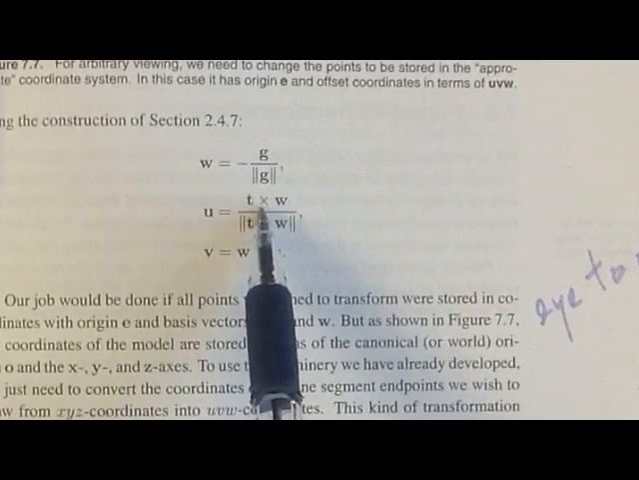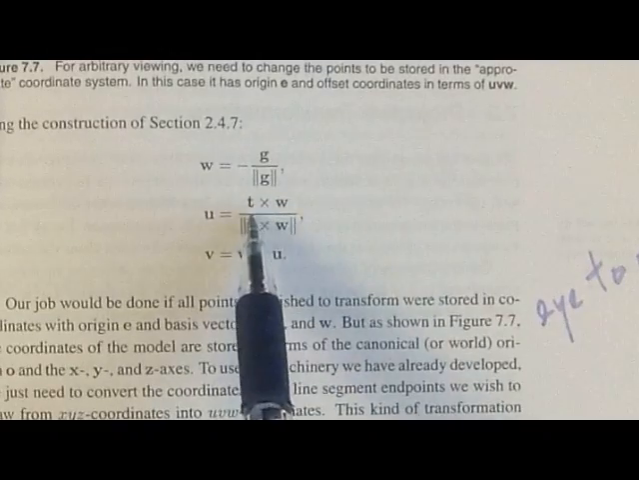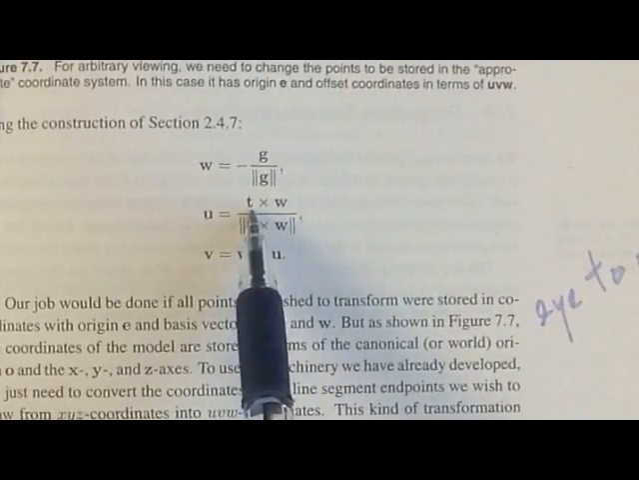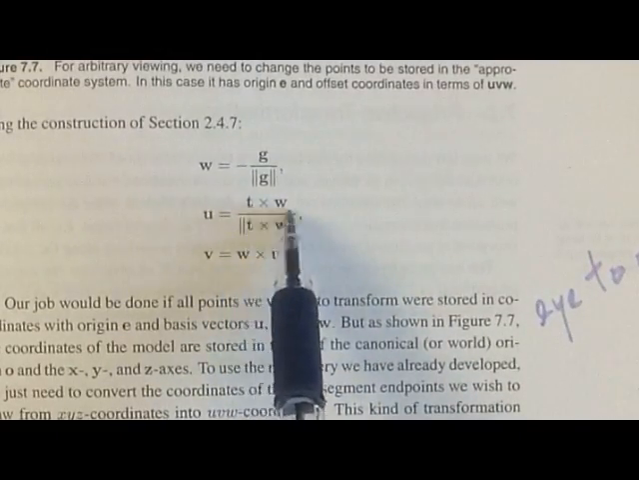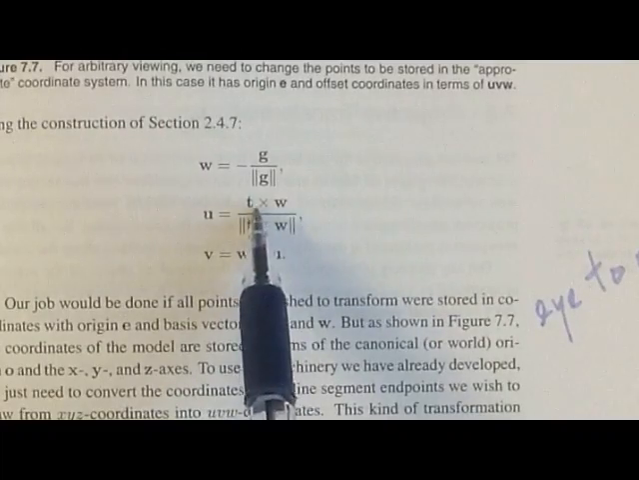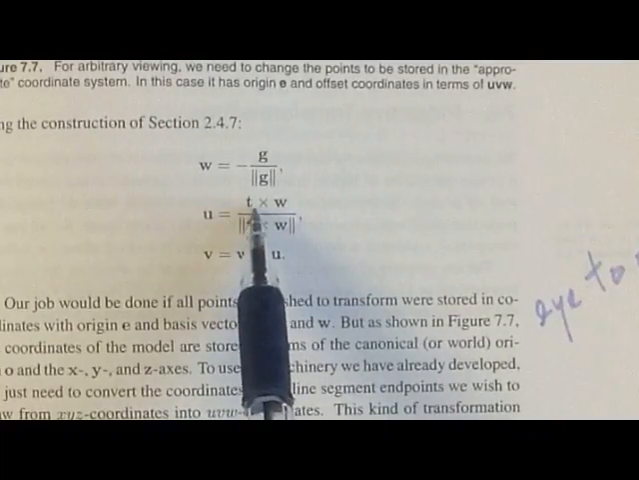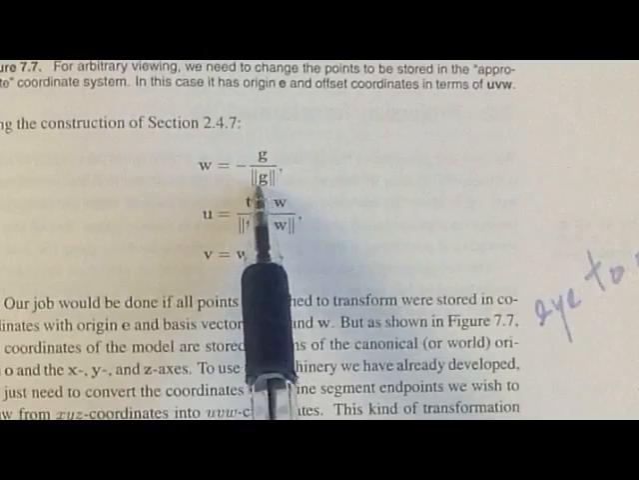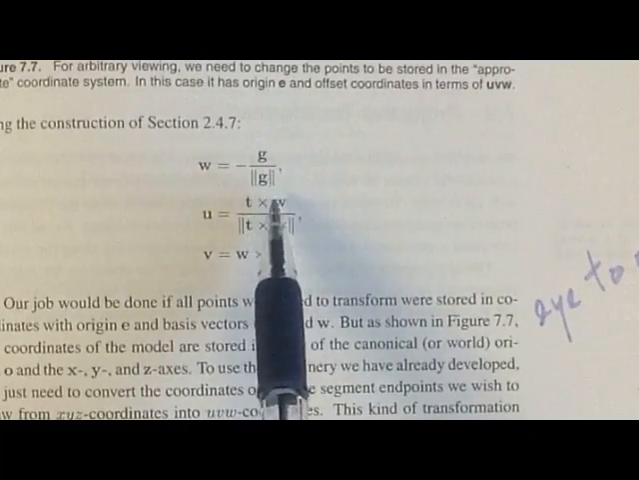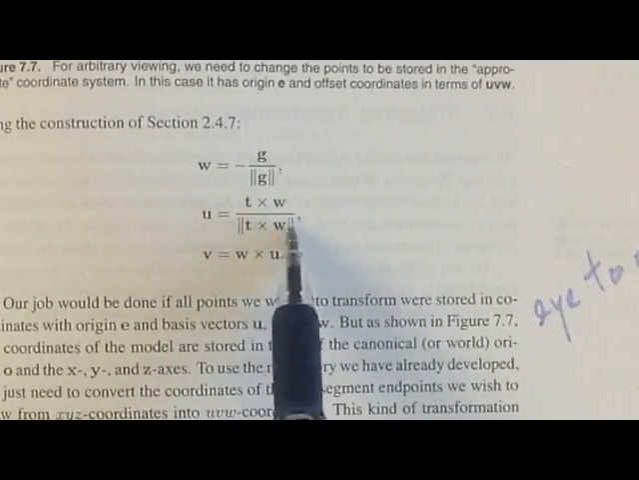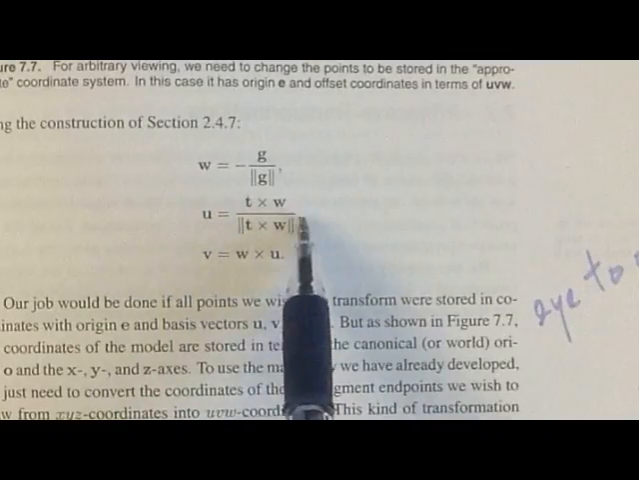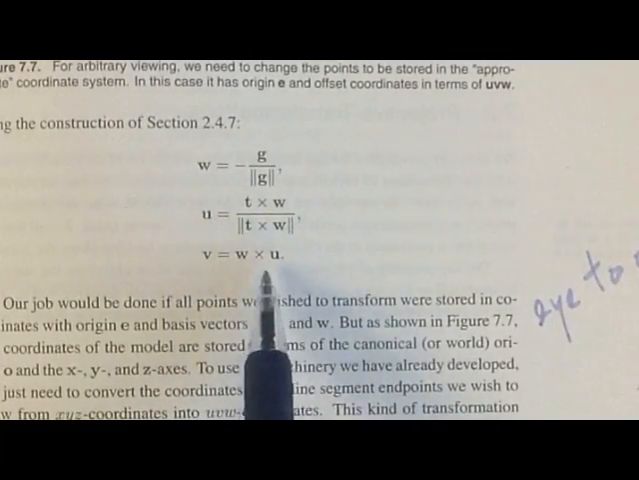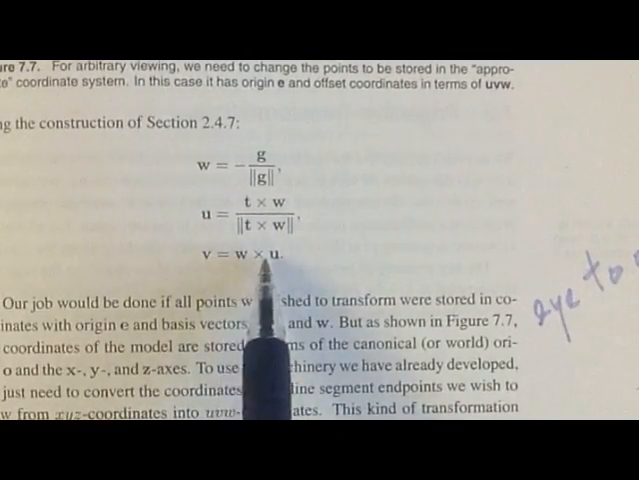This is a vector cross product. If you take the cross product of two vectors, then you get a vector which is perpendicular to both vectors and whose length is proportional to the area of the parallelogram defined by these two vectors. Dividing by the length of G normalizes G, that is, makes the length of G 1. Dividing by the length of the cross product normalizes U, that is, it makes the length of U 1. So then finally, to get V, we take W cross U.